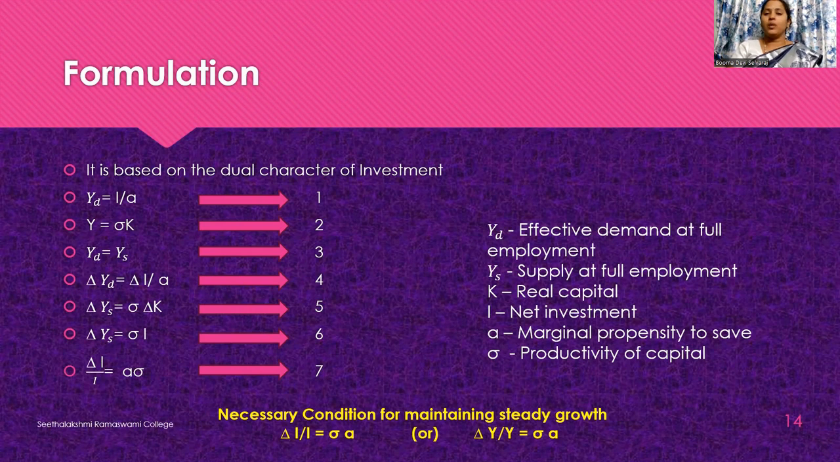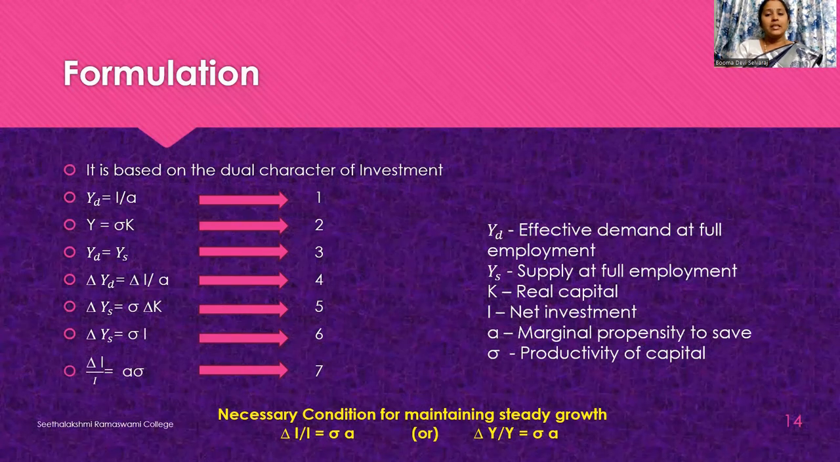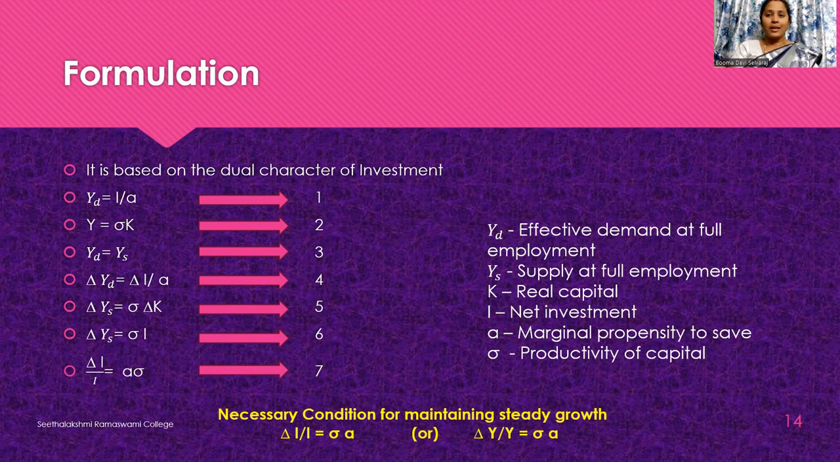While equating these two equations, we will get change in I divided by I is equal to alpha into sigma. So this is represented as equation 7. Equation 7 shows that the growth rate of net investment, that is change in I divided by I, equals the product of the marginal propensity to save and the productivity of capital.